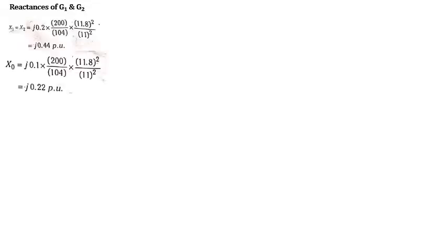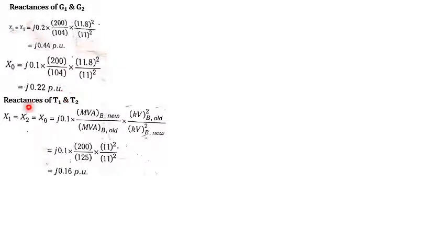Okay, let's solve this. We need to calculate the reactances for generators G1 and G2 because these have the same values. We know that x1 is equal to x2, which is 0.2. The new MVA is 200, and the old value, given on the rating, is 104. This is new by old. The old voltage is 11.8 and the new voltage is 11, squared. So 11 square by 11.8 square, we will get 0.44 per unit. And for x0 it is 0.1, so with the new MVA and voltage, it is 0.22. We will get x0.